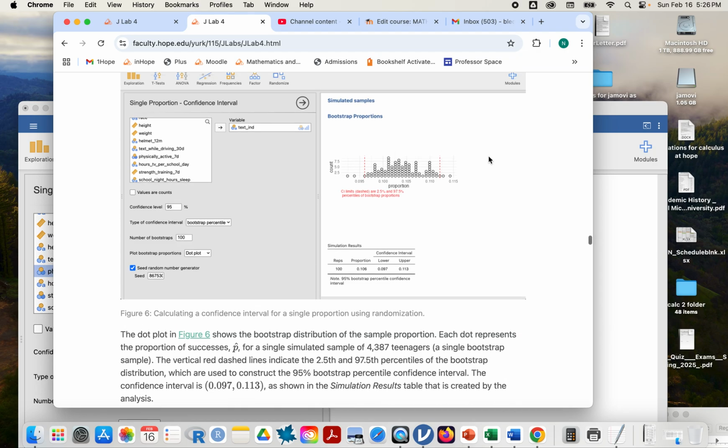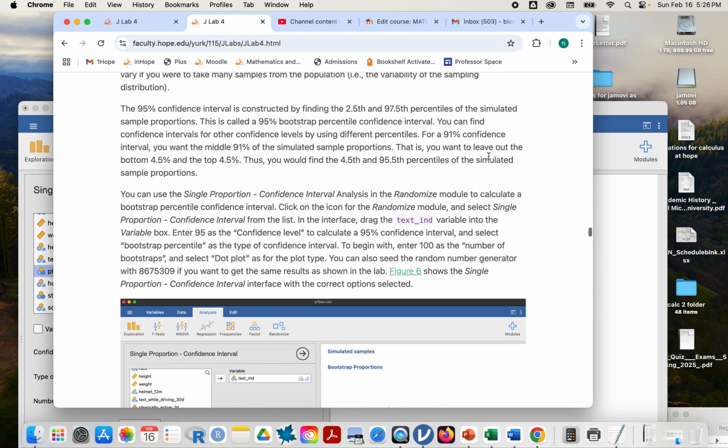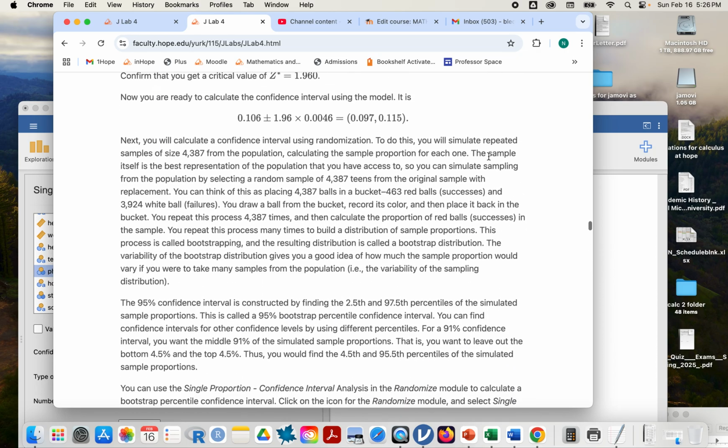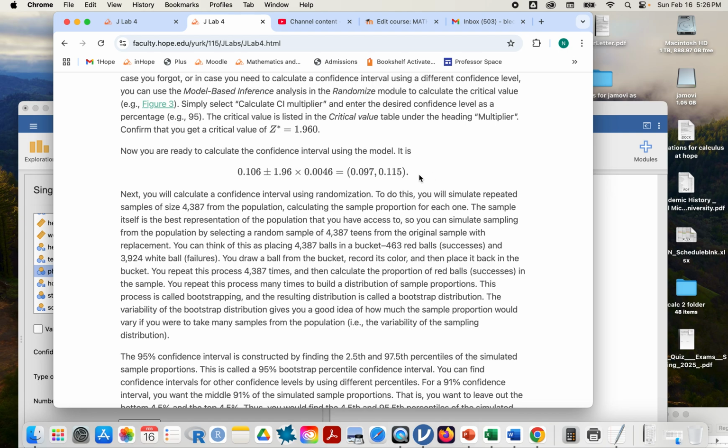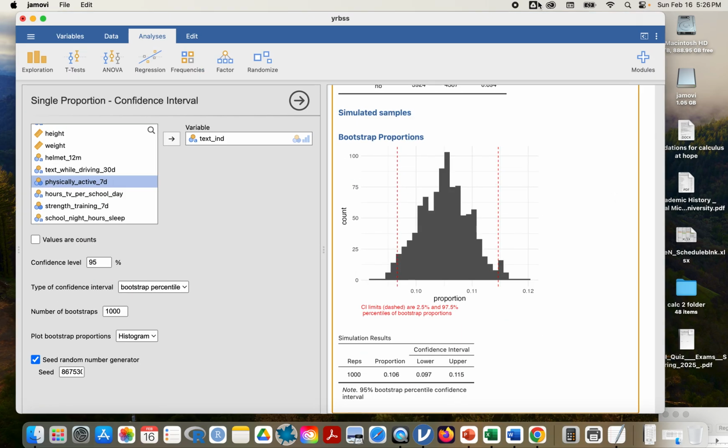We're starting to see the larger samples, the law of large numbers, coming into play. As our sample size increases, the behavior begins to match the long run or theoretical model, and the 0.097 is matching and the 0.115 is matching what we see here. And so the law of large numbers is coming into play.